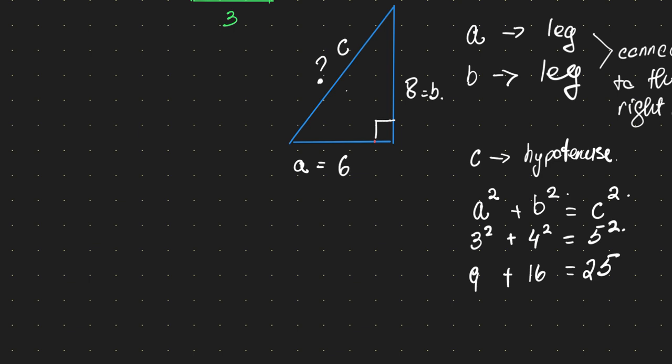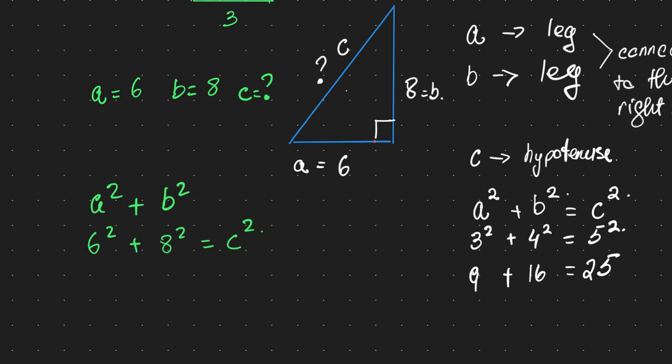So a squared, a is 6, or you can go ahead and write it like this. A equals 6, b equals 8, and then c, I don't know. Let's go ahead and do that. A squared, which will be our 6 squared, plus b squared, which will be our 8 squared, should equal c squared. Now we don't know what c is, but our equation says it equals c squared. All right, so 6 squared equals 36, plus 8 squared will be 64. And so all of this should equal c squared.